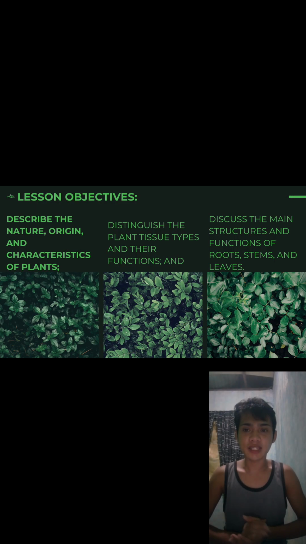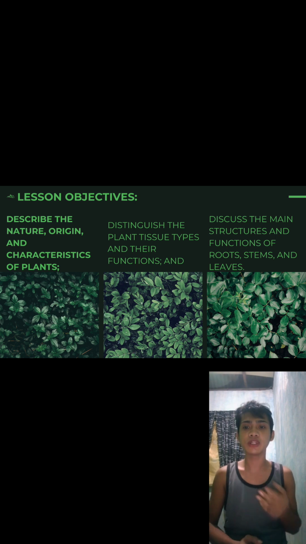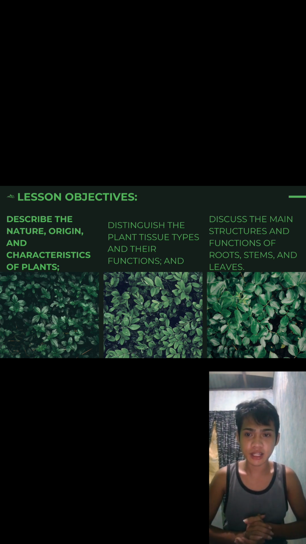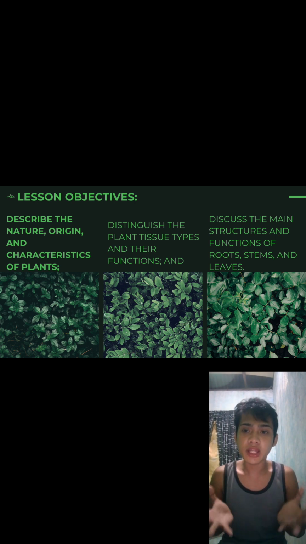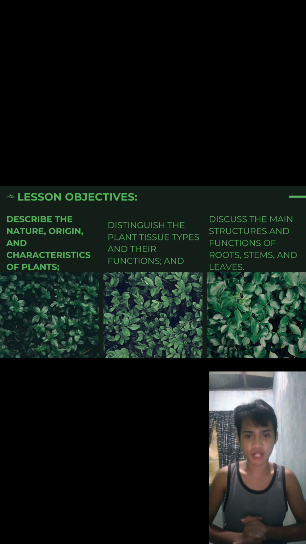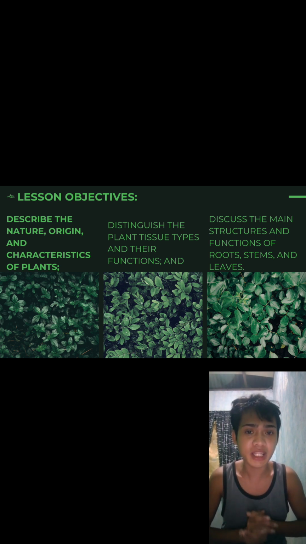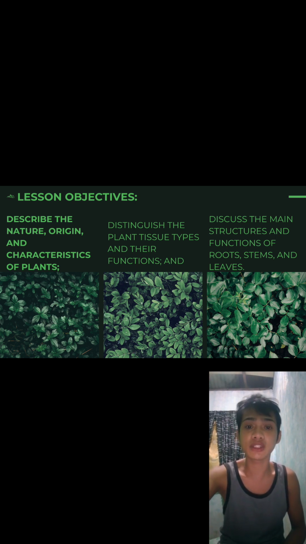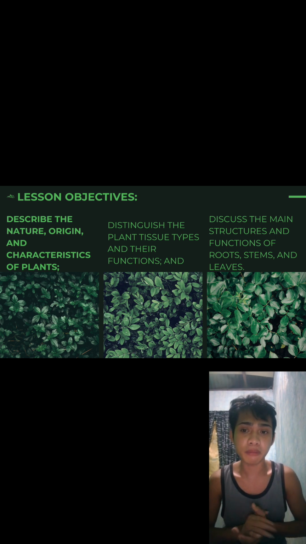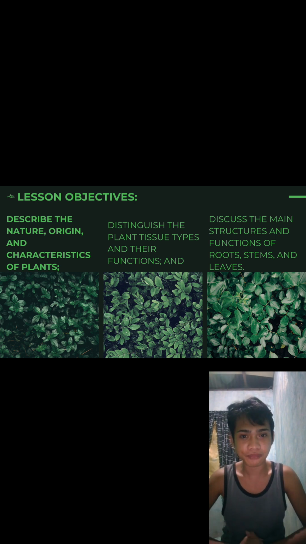This is our lesson outcome for today's discussion. First, the nature, origin, and characteristics of plants. What are plants? Where did they come from? And what makes them unique? Number 2, plants' tissue types and their functions. How are plants organized and what are the different types of tissues that make up a plant? Number 3, the main structure and function of roots, stems, and leaves. What are the different parts of a plant and what do they do?